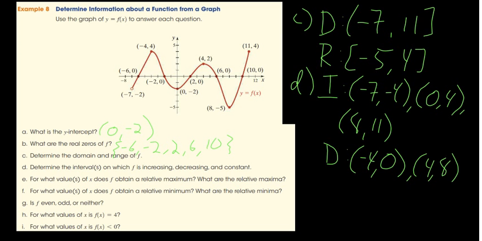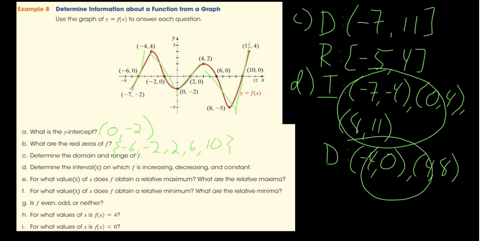Okay, and we are not constant anywhere. So we're going up 1, 2, 3 times, which we got here, and we're going down 1, 2 times, which we have here. Okay, so that takes care of that.